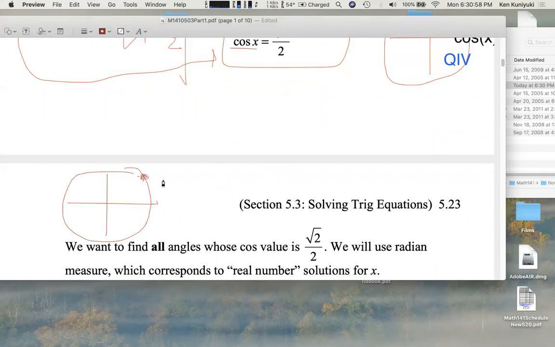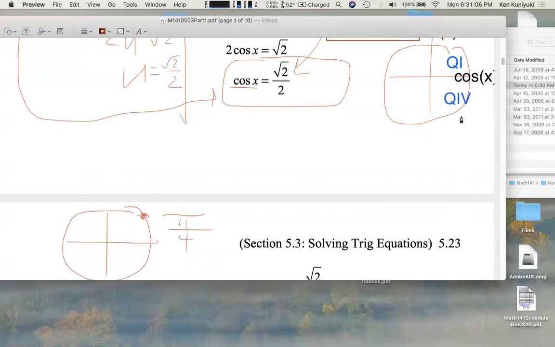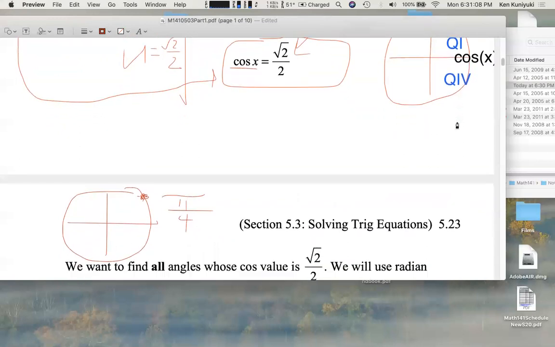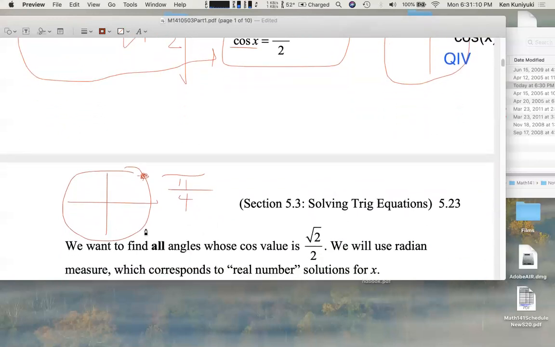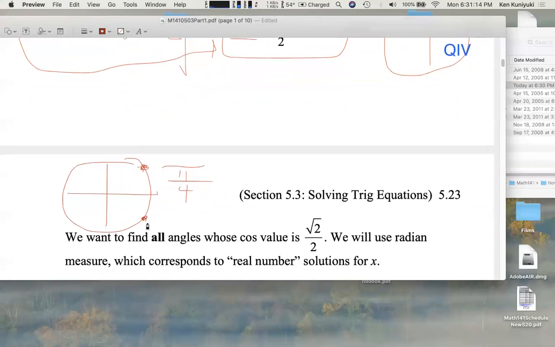This northeast point, we know that pi over 4 is in fact the reference angle for all the solutions. In what other quadrant is cosine positive? Quadrant 4. So we're also interested in this point over here. And what angles could we associate with this point?